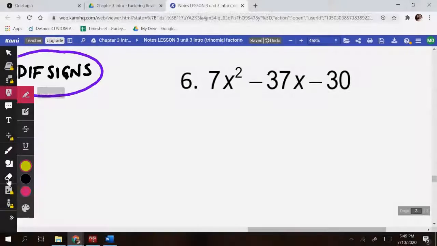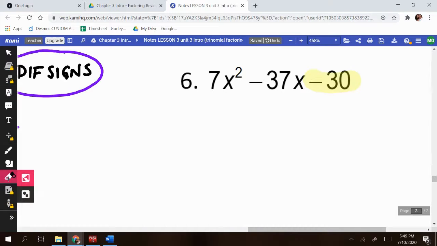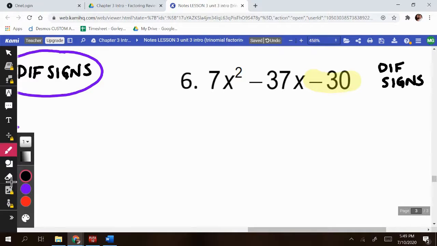Okay, let's take a look at this number 6. Always check for GCF first. I do not think all 3 terms are divisible by any common factors. If I look at the end here, I see that we should have different signs just because we have that negative c value. We'll keep that in mind for later. But let's go ahead and jump in with first times first.